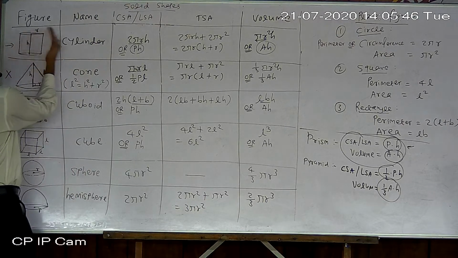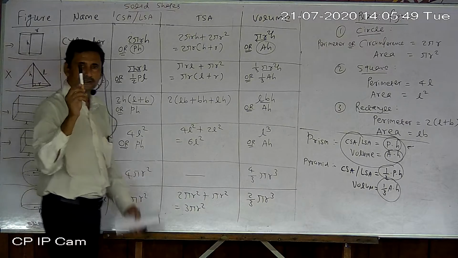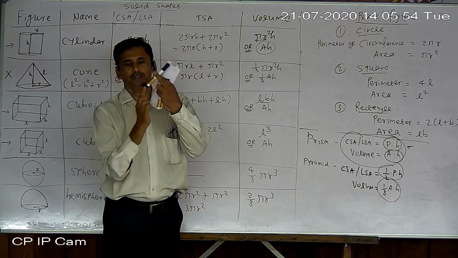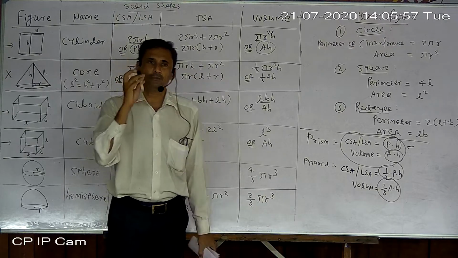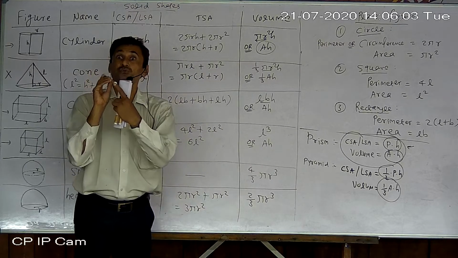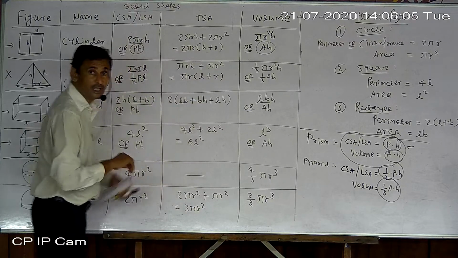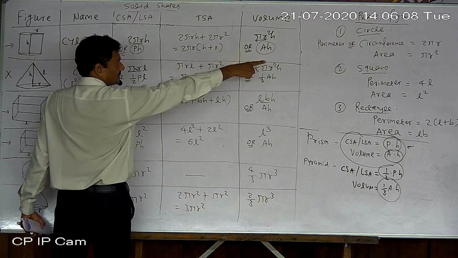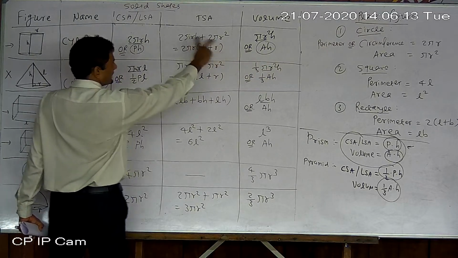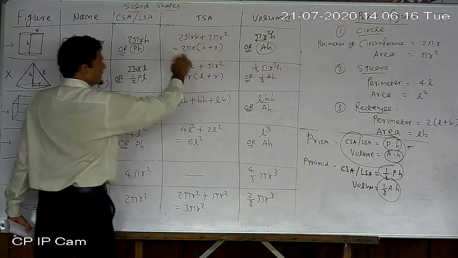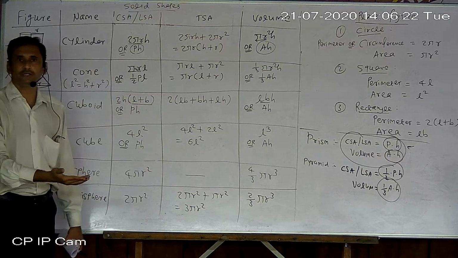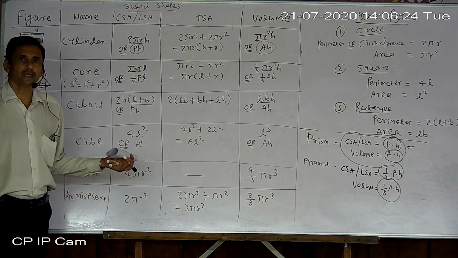Why? CSA means surrounding. This is almost in cylindrical shape, not exactly. CSA means this part only. This and this part are not included. If I want to find TSA, then I have to include this part, which means 2 circles I have to add. Area of 2 circles to be added. Area is pi r square, and 2 circles are there, one at top, one at bottom. So 2 pi r square is added. 2 pi r taken common, so h plus r. So you understand where that formula comes from? Just from CSA, and the area of 2 circles added.